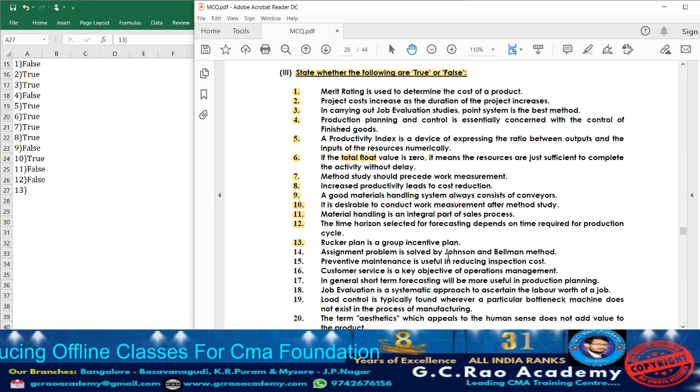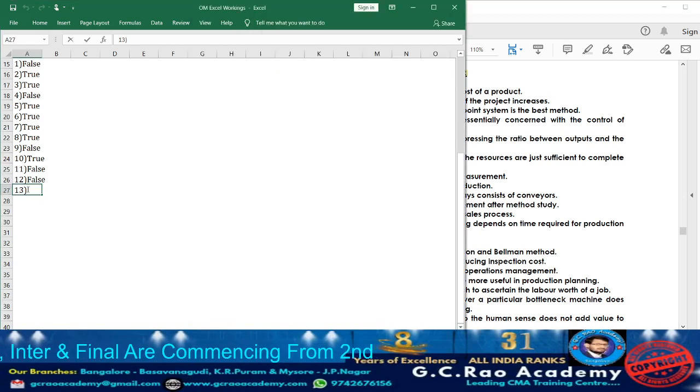Yes, whatever the given Rooker plan is, what they're telling, it's a group incentive plan, as they are going to take into consideration the labor cost as well as production. Labor cost will be taken into consideration to determine the cost of production. So accordingly, we can tell Rooker plan is one of the methods of group incentive plan. So accordingly, statement 13 is correct.